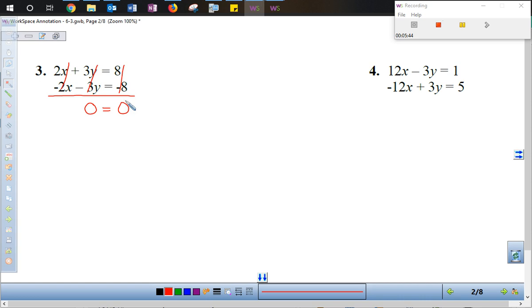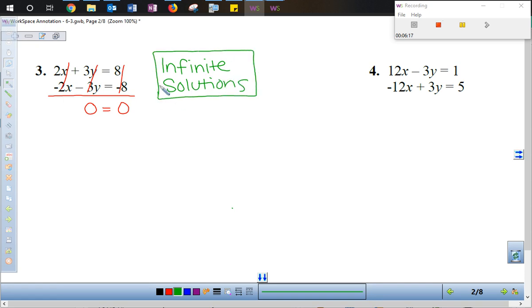Now if you'll remember, whenever you're solving and you run out of variables and you only have numbers left, you have two options: infinite solutions or no solutions. And to determine which one is true, you have to ask yourself, is this a true statement? Does 0 really equal 0? And it definitely does. That means it is infinite solutions. I-N-F-I-N-I-T-E. Infinite solutions. So that means any ordered pair will work. These two lines would be the exact same line.